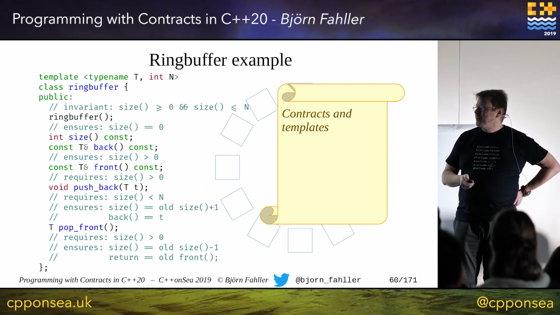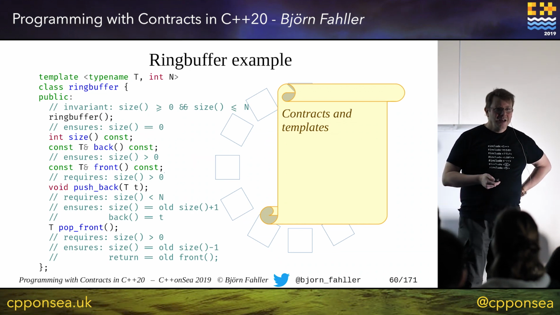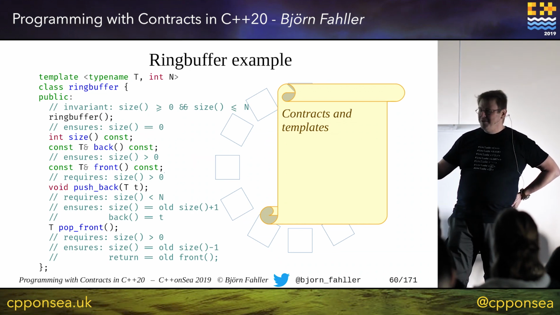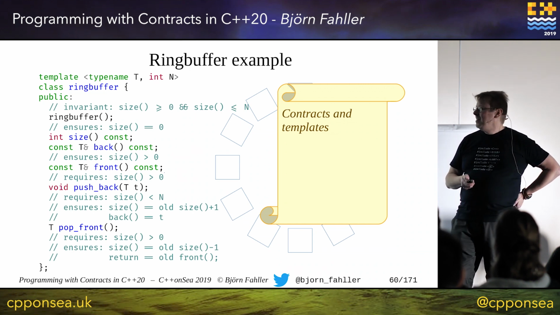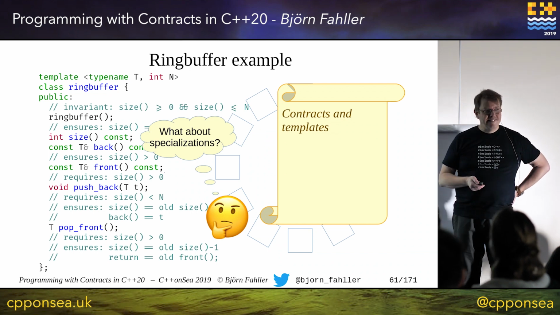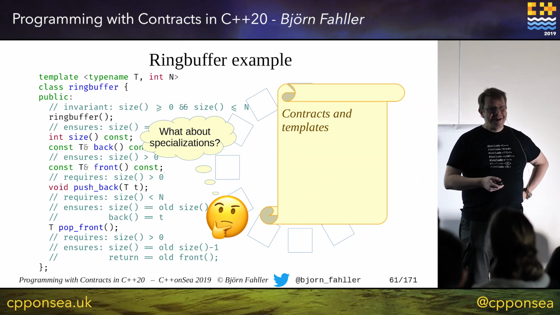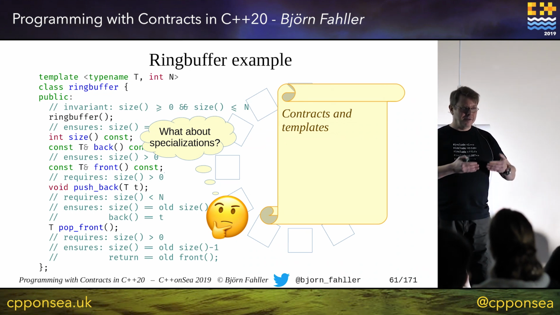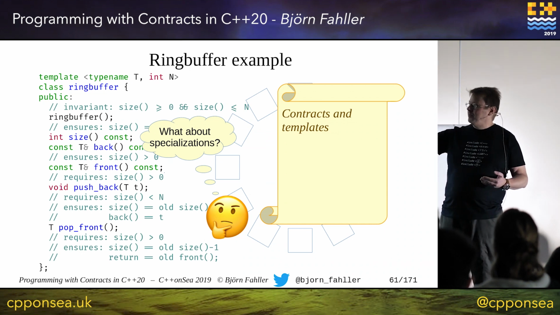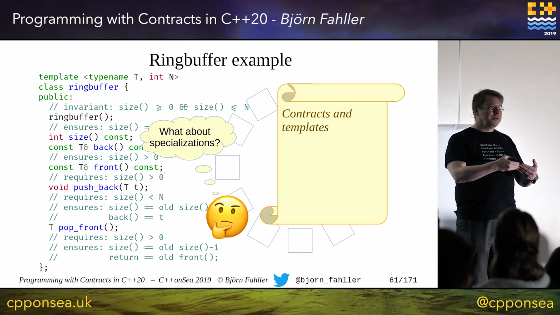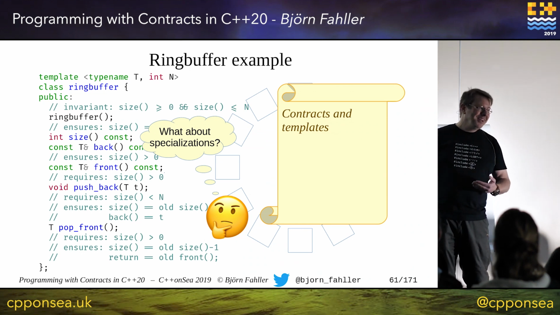So if we think about, for example, a ring buffer of optionals, should we maybe change the contract for such a specialization? I would say don't go there, because it's extremely confusing if you're writing generic template code that uses a ring buffer of T, and this generic code doesn't know what T is. It's extremely confusing if you can get different contracts depending on T. That is not nice.